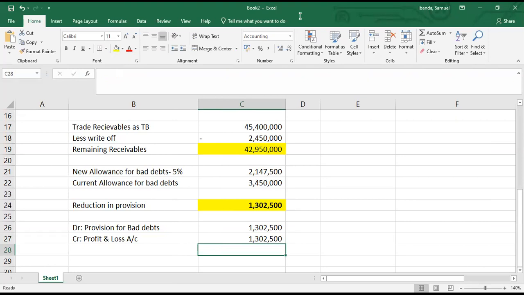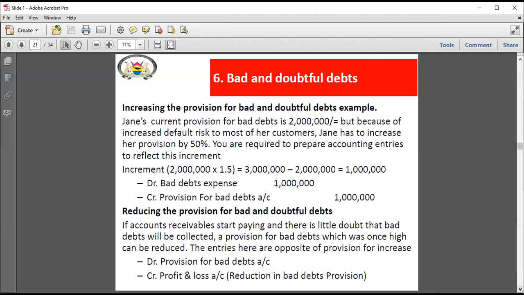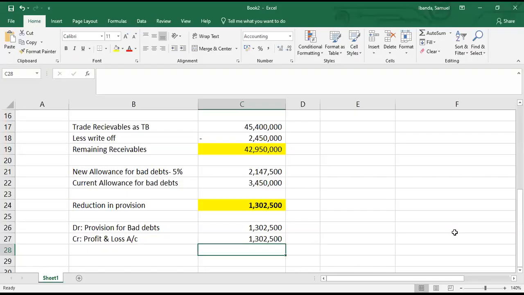Just to take you back here, I think you can see we had the reduction here. They're saying if accounts receivables start paying and there's little doubt that bad debts will be collected, the provision for bad debts, which was once high, can be reduced. The entries here are opposite of the provision for increase. We debit our provision for bad debts and credit our P&L. So that is how we have done it for this transaction.